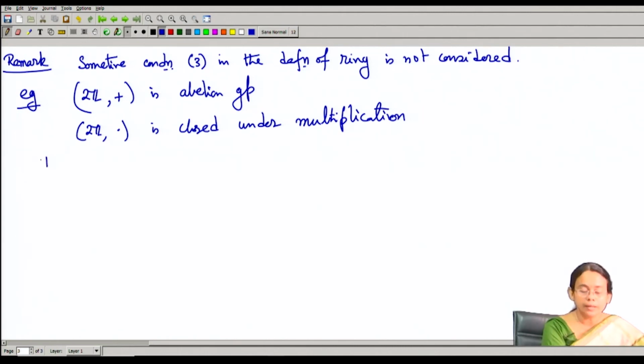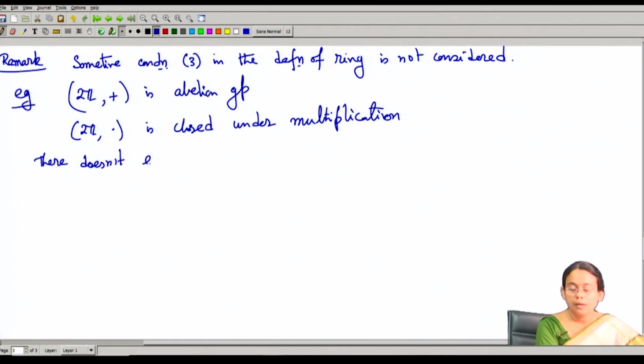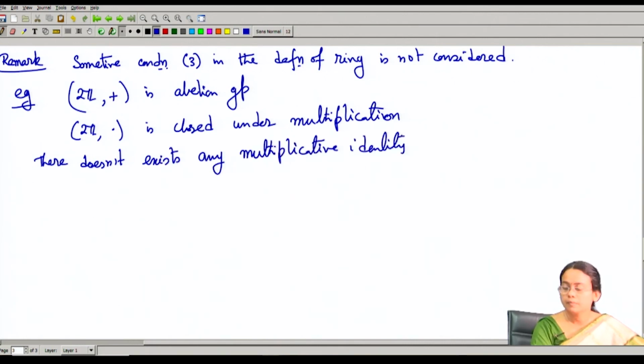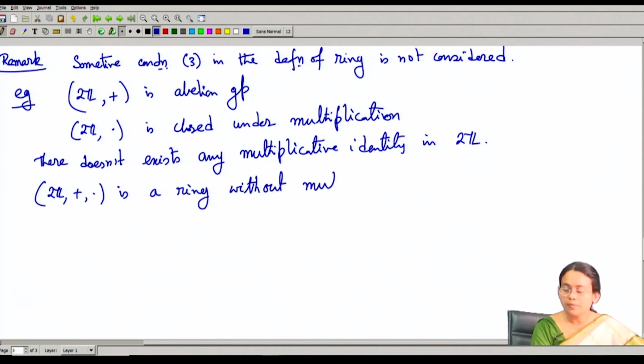So, there does not exist any multiplicative identity in 2Z. So, this is a ring without multiplicative identity. We can say that 2Z is a ring without multiplicative identity.